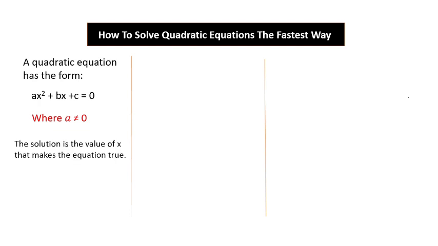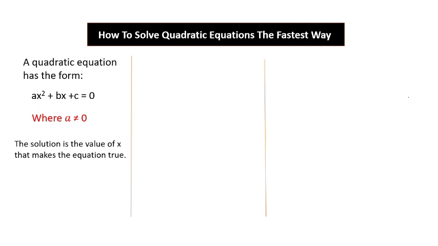So in a quadratic equation, the solution is to find the value of x that makes this equation true. That means the value of x whereby if you substitute it into everything on the left-hand side, it will be equal to 0. Find the value of x that makes the equation true.